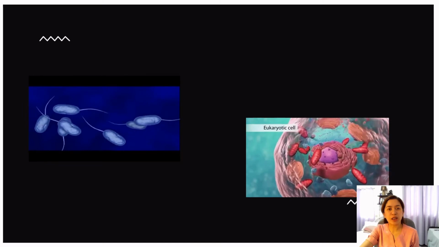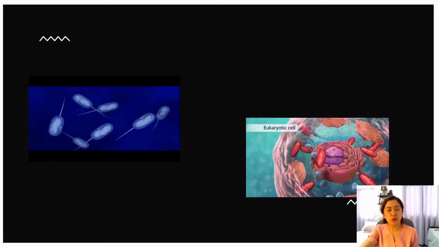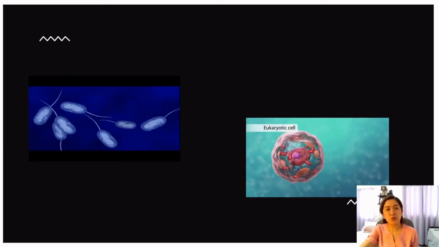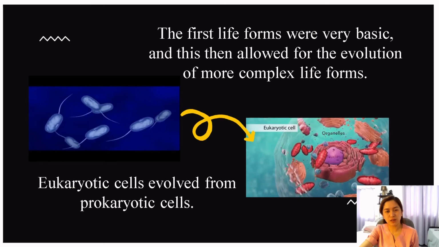The first life forms were very basic. This then allowed for the evolution of more complex life forms. Eukaryotic cells evolved from prokaryotic cells. Take a look at the picture.